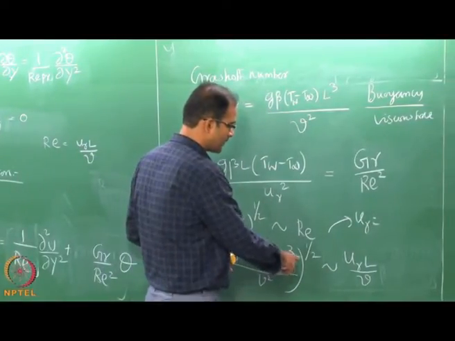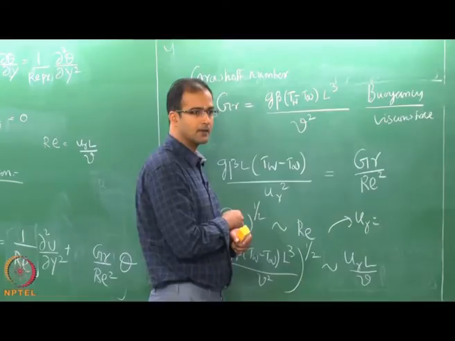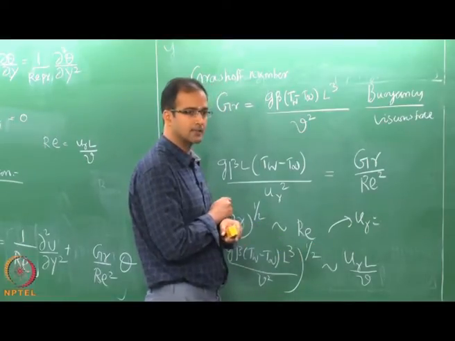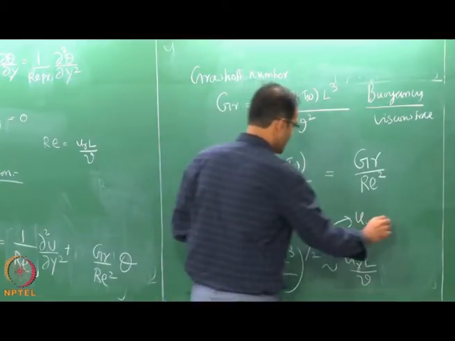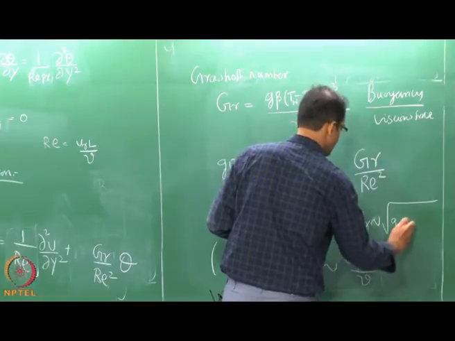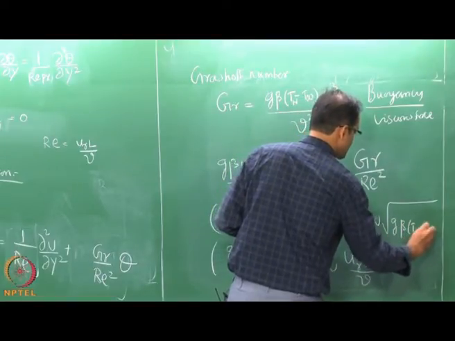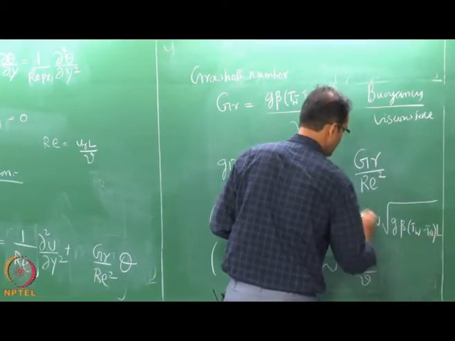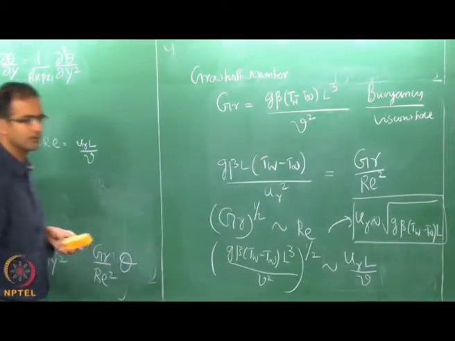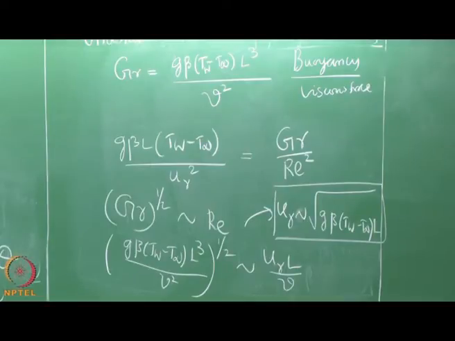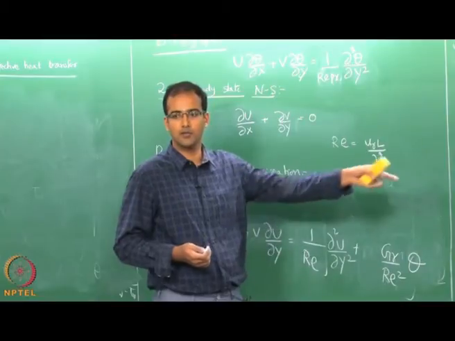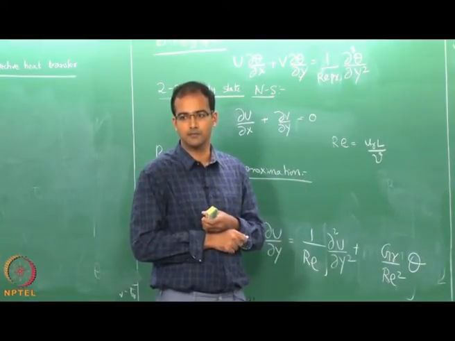So, you have L power 3 by 2 minus 1, which is L power half. Okay. So, you have nu which cancels. Therefore, u r should be square root of g beta into T wall minus T infinity into L. Okay. So, to get your reference velocity, at least the order of it, you can therefore use this particular expression.